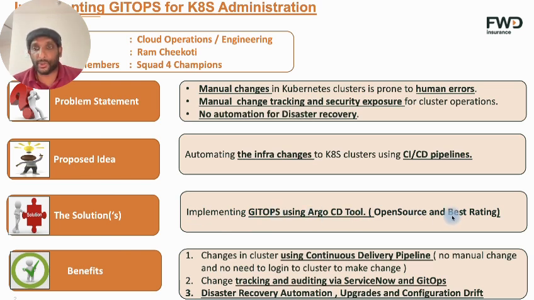Argo CD tool is open source and it has the best rating among the communities. The benefits it provides are changes in cluster using a continuous delivery pipeline, change tracking and auditing via ServiceNow and GitOps, disaster recovery automation for cluster upgrades and configuration drift across the clusters. Now let's move to the next slide.